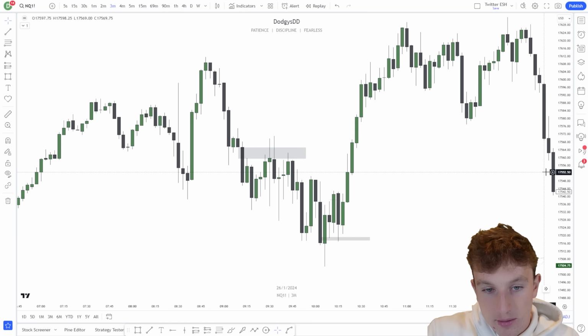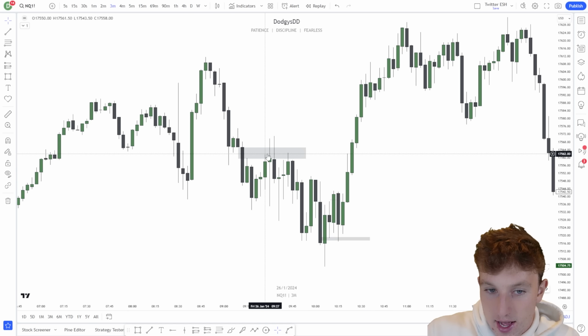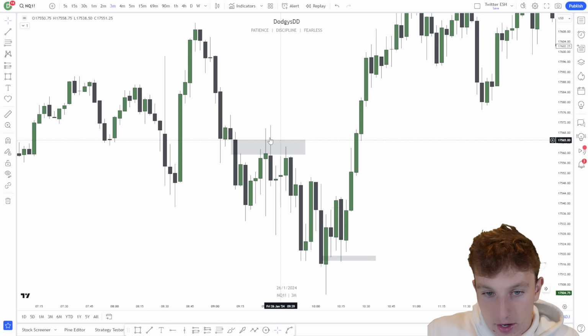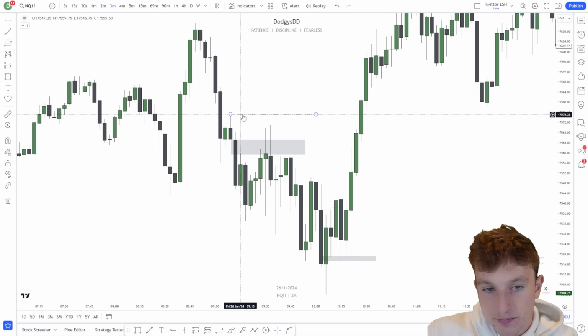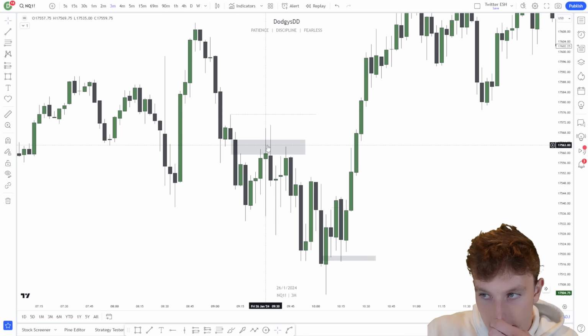If you're not confident on bias, or you don't know where the market's going to go, wait for both to close. Now, imagine if I waited for both to close here. Would I have lost here? No, I would not have, because the 3 minute would have never closed. I would have never gotten my entry. Now, if I do wait for the 3 minute close, I also risk price hitting here. And if we hit this internal high and the 3 minute closes above, well, I can't get in.